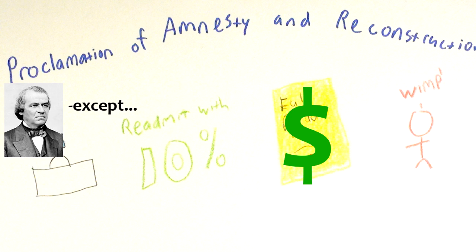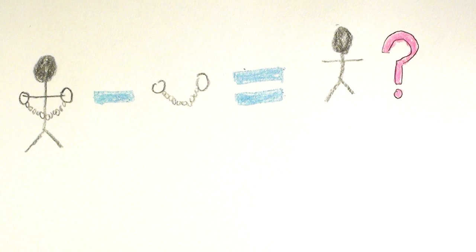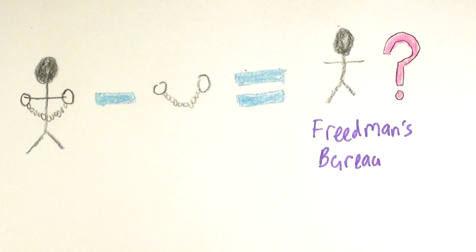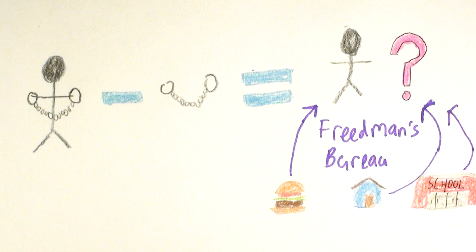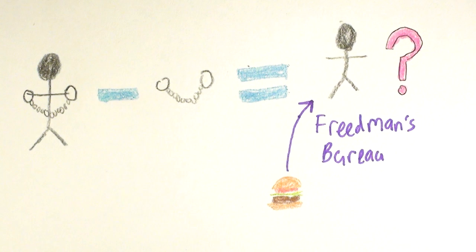There wasn't much more agreement on the matter of integration. The government created the Freedmen's Bureau shortly after the war. Its goal was to provide food, homes, and eventually schools to former slaves. However, the Bureau struggled as Congress refused to extend its funding.